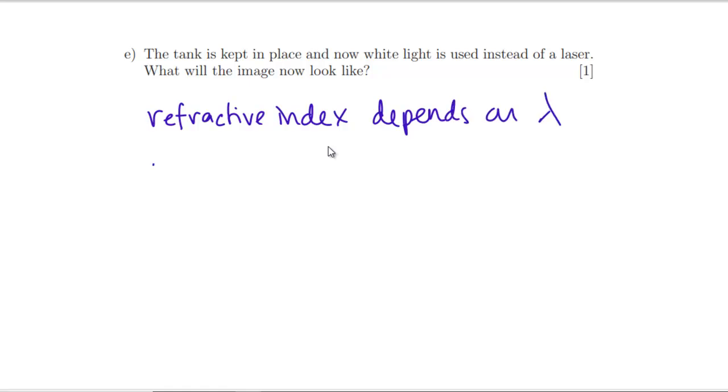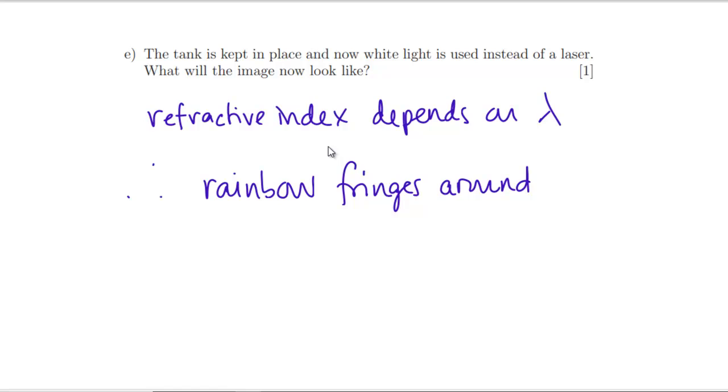We're going to get rainbow fringes around this spot. So we get rainbow fringes around a central white spot. And the center is still going to be white because everything that's going straight on is just going to stay straight on. So we're going to get rainbow fringes around a central white spot. So that's what's going on there. Right, great. Yeah, so that's that one.